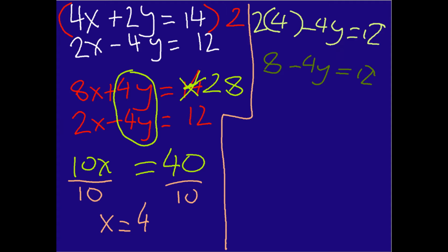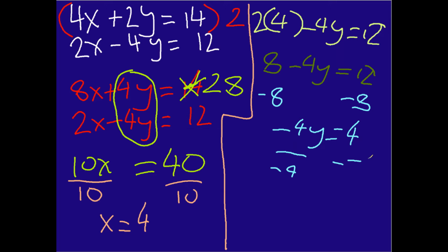Then I have to subtract 8 from both sides. So I subtract 8 from over here, and I subtract 8 from over here, and I'm left with negative 4y equals 4. If I divide both sides by negative 4, I'm left with y equals negative 1. Just like so. And that's the answer that we should be getting. Yes, negative 1.